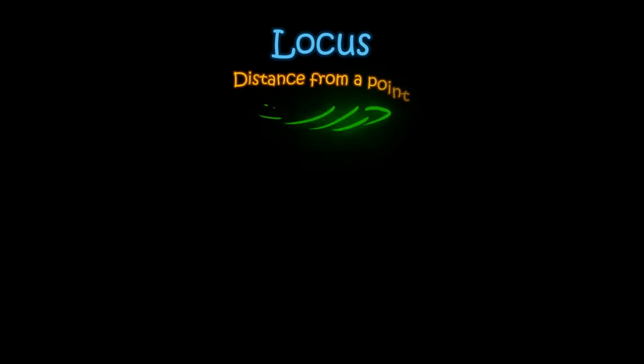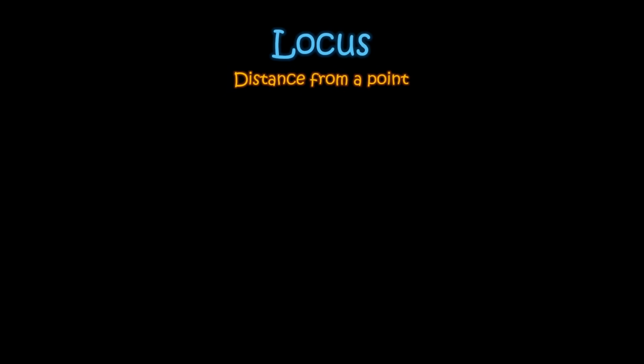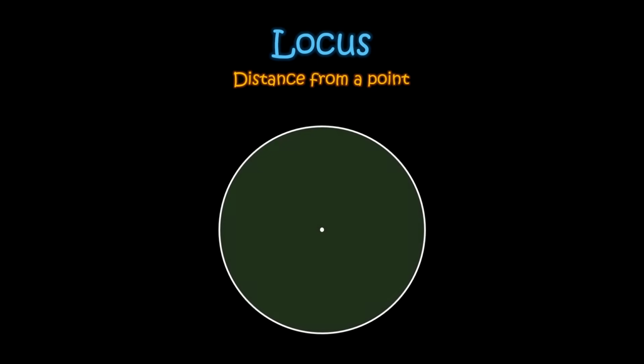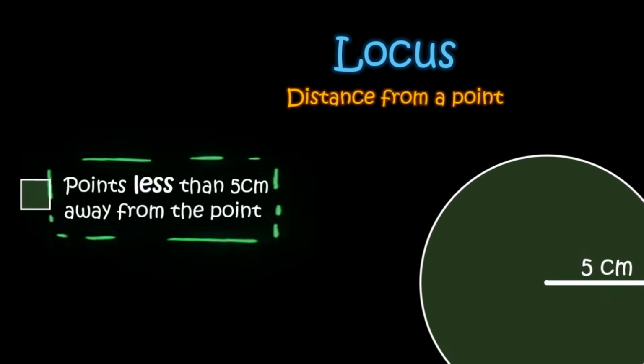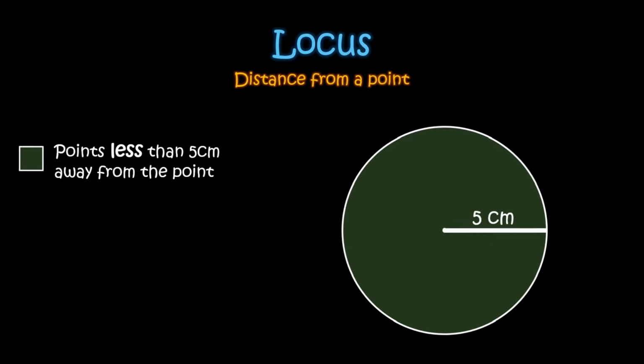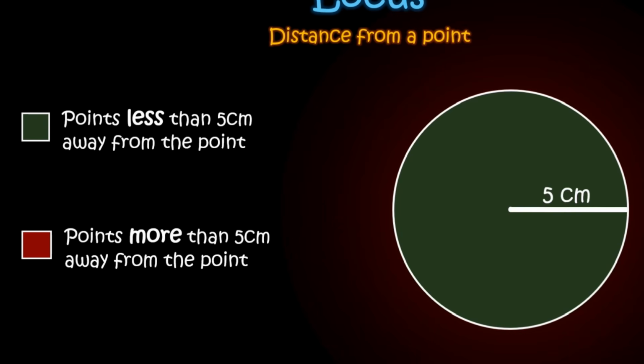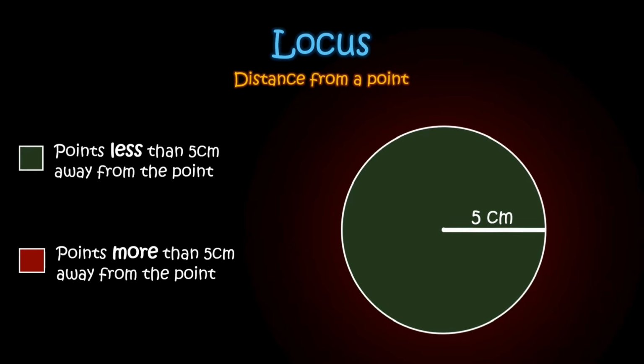The first one defines the distance from a point, as we saw in the dog example. Now, how are we actually supposed to find that on a paper? We'll need a compass for that. Use a ruler to extend the compass needle so that the distance is, let's say, 5 centimeters. Next, place the needle at the point you have to find the locus of. Then rotate the compass to draw a circle around the point. The region inside that circle is the locus of all the points that are less than 5 centimeters away from the point, and the region outside the circle defines the locus of all the points that are more than 5 centimeters away from the point.